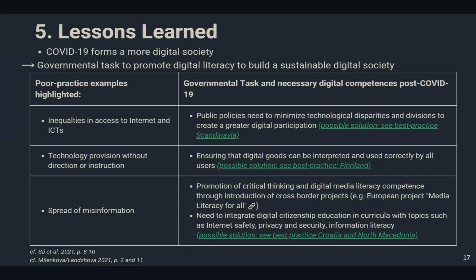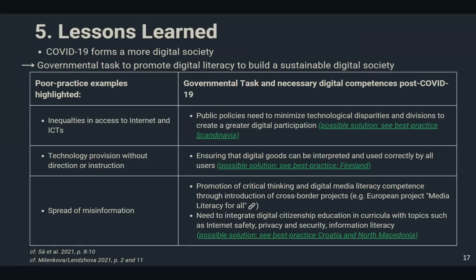With regard to inequalities in access to internet and information communication technologies, there is a need for public policies to minimize technological disparities and divisions to create greater digital participation. Referring to technology provision without direction or instruction, governments should ensure that digital goods can be interpreted and used correctly by all users.